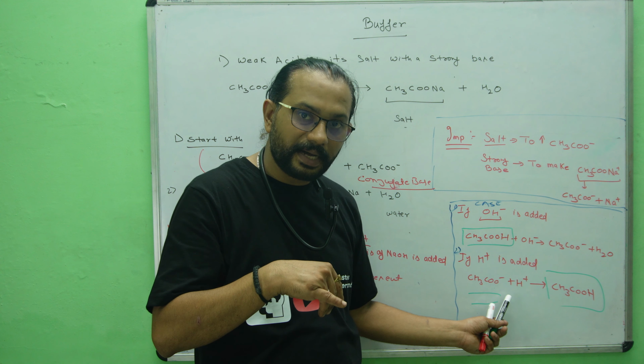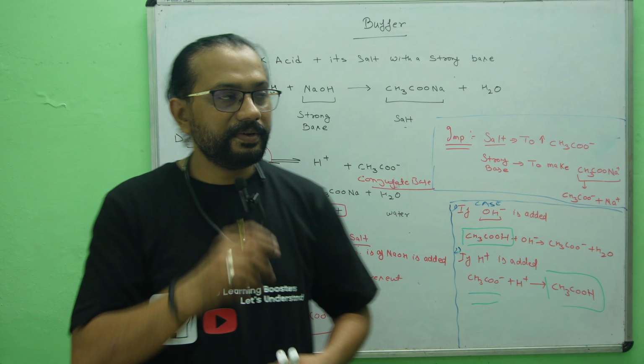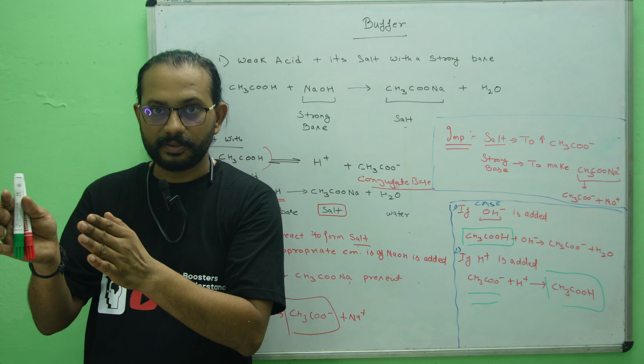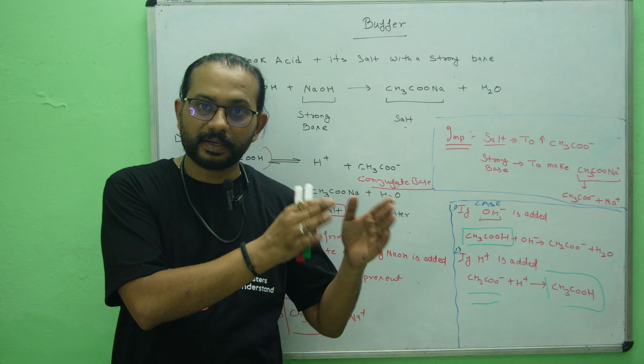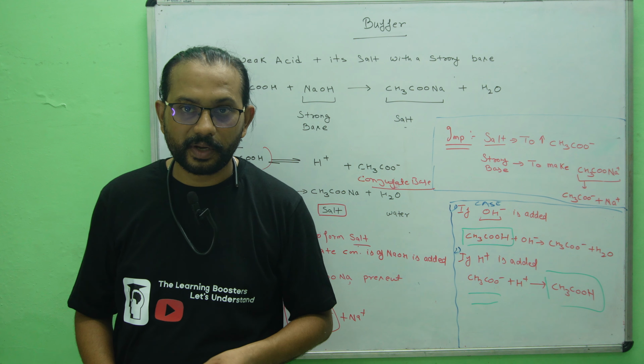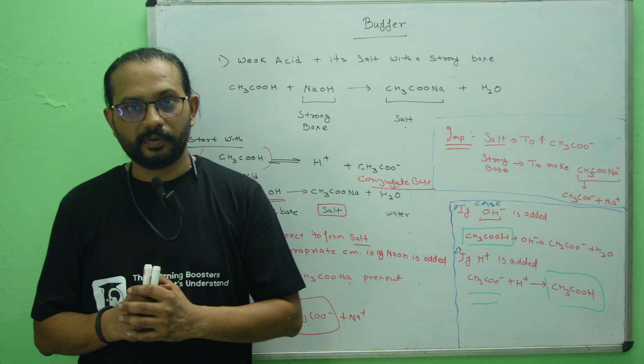The important things we need to note here: the salt helps to increase the conjugate base. The strong base helps to make sodium acetate, which is converted into acetate ion plus sodium ion, and that acetate ion is called the conjugate base. So we can conclude why we use a strong base: the acetic acid concentration should be matched with that of the conjugate base. So an appropriate concentration is required.